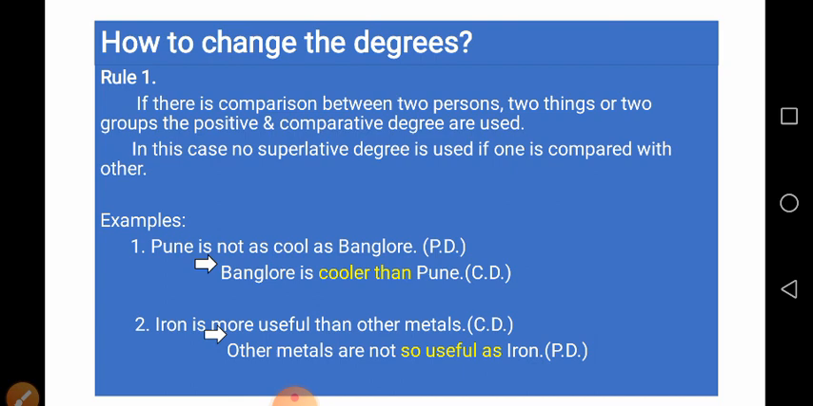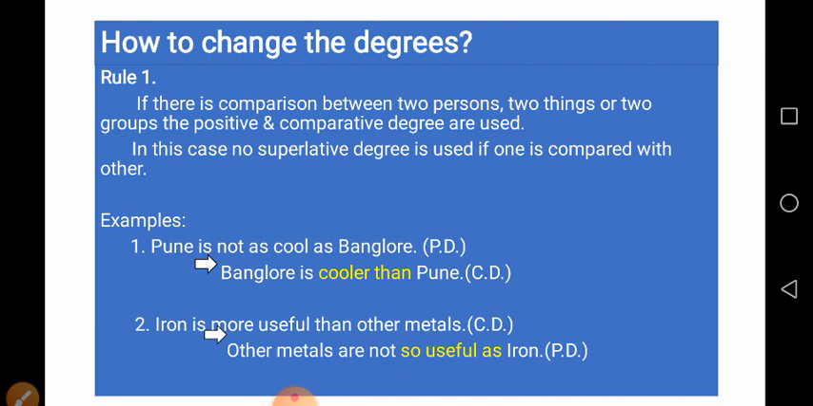Now, let us know how to change the degrees. We can change a positive into comparative, or comparative into positive, vice versa, or if it is a superlative degree, we can make it positive or comparative. So, you can change the degree from positive to comparative and comparative to superlative, but it has some rules. Now, let us learn rule number 1. What is rule number 1?